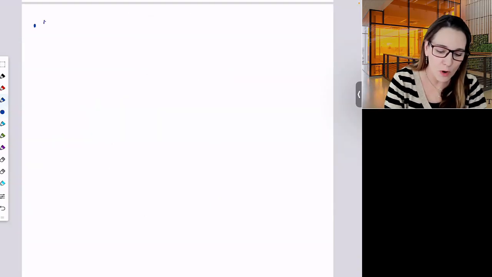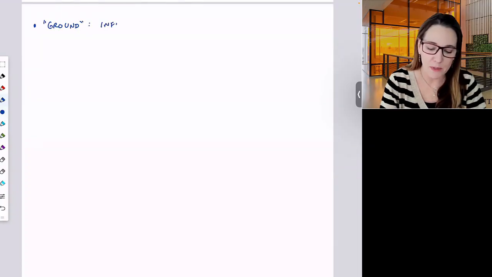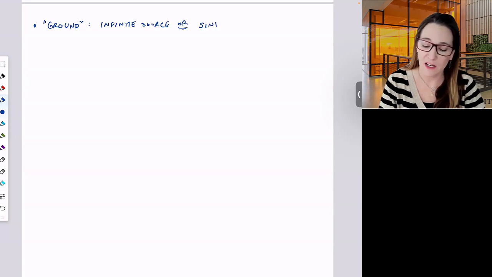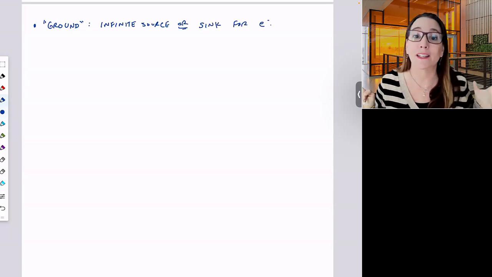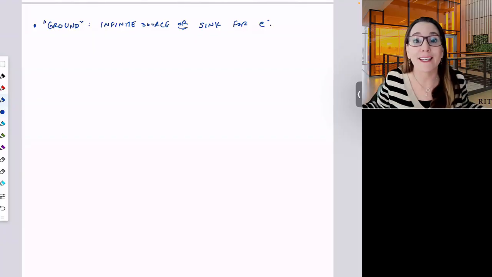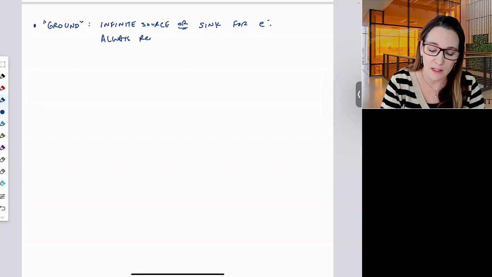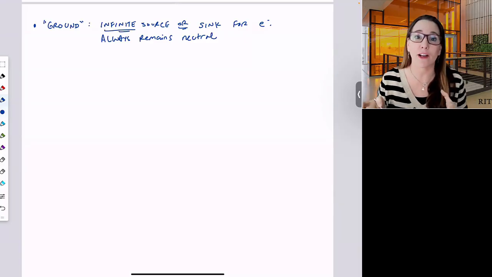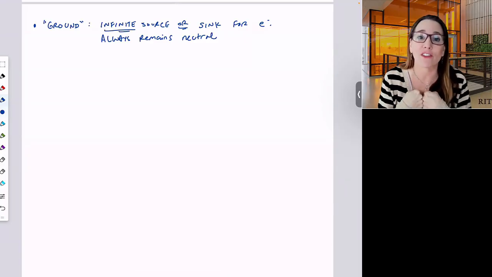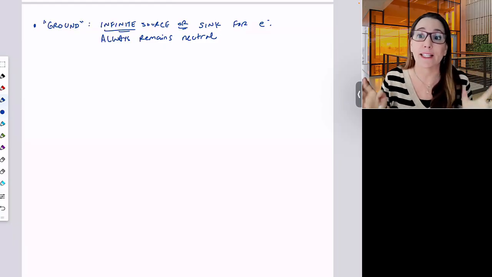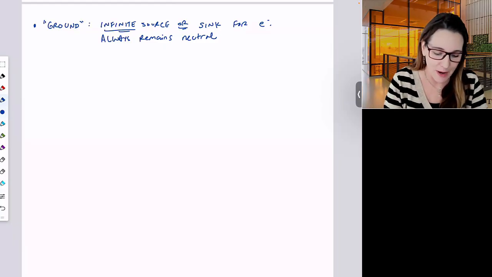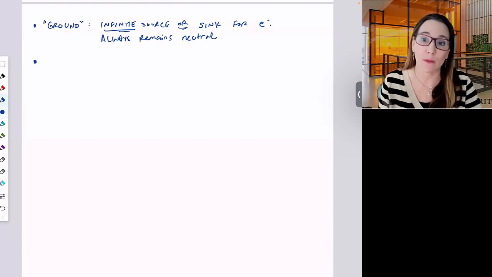The first one of those is what we're going to call ground. When we talk about ground, what we mean is that it's an infinite source or sink for electrons. So it can provide electrons or it can take extra electrons, but it always remains neutral because it's just an infinite source of these electrons. It can take them or give them away, and either way it still has a net neutral charge. We'll see some applications of that when we start talking about how to give something charge.